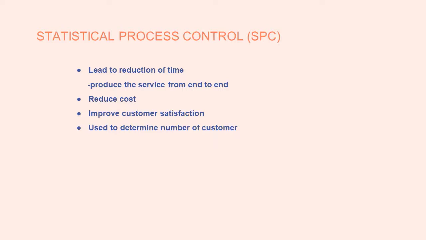The next one is SPC. SPC can lead to a reduction of time required to produce the service from end to end. SPC can also reduce cost and improve customer satisfaction. In this project, we use SPC to determine the number of customers in a period of time. If we know the number of customers that come to the store, we can avoid any waste of product and save costs for raw material by producing food only according to the number of customers or by order from customers.